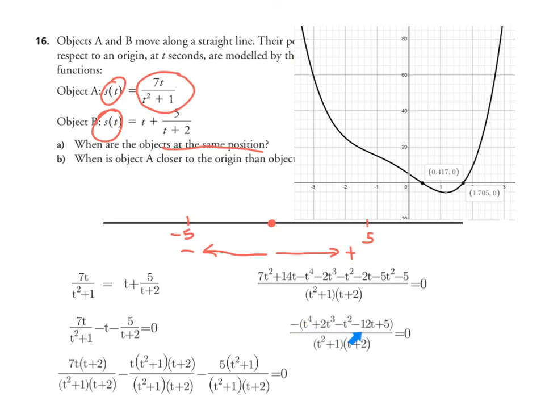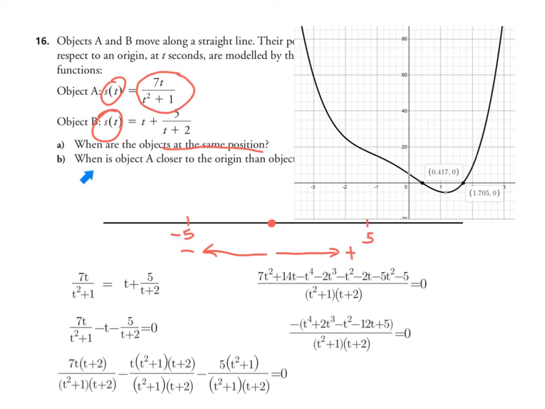Now keep in mind I only did the inside part. I only care about when that equals 0. If I had done the negative sign, it would have been all the same thing. It would have been the mirror image, but it would have the same zeros. So when are the objects at the same position? You can say that after 0.417 seconds and after 1.705 seconds, these objects will be at the same position as each other.